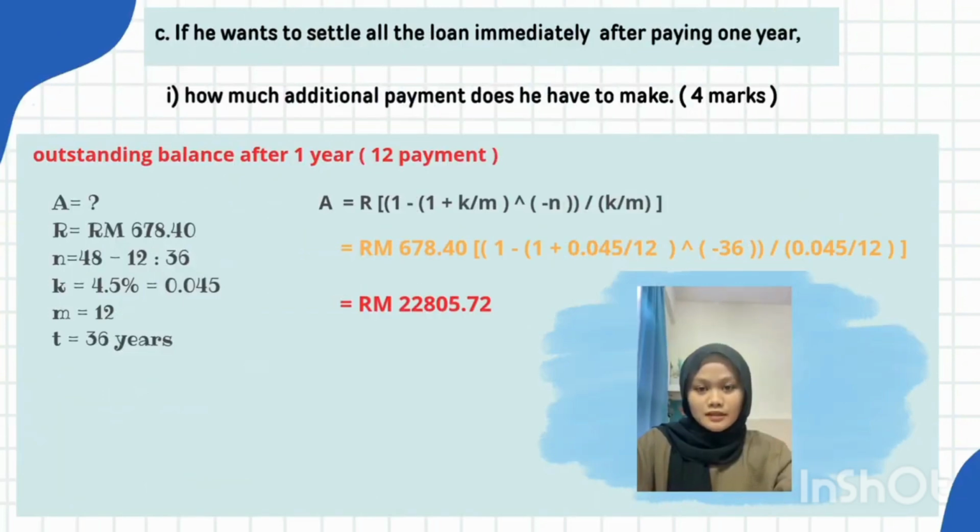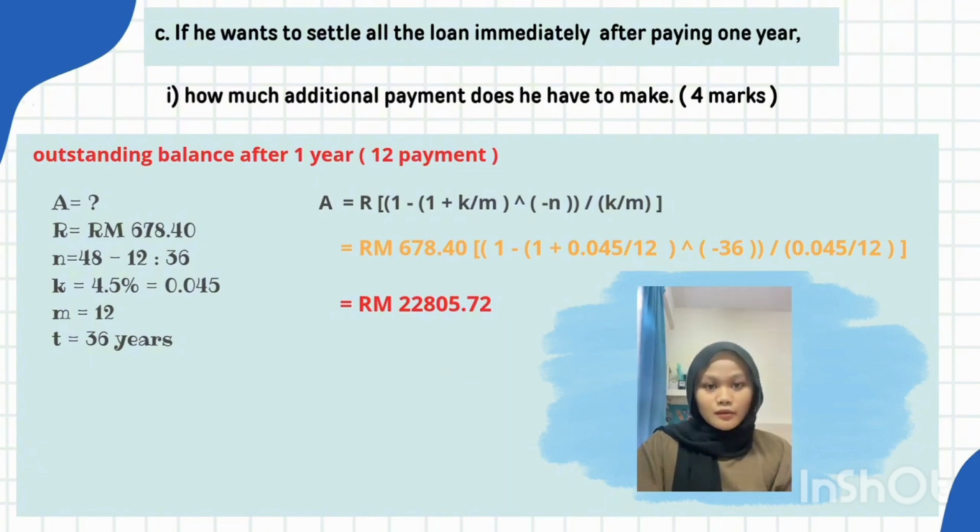Thank you. My name is Aidamina Binti Rahim, and I will explain the solution for question C1 and C2. Let's look at question C1. We need to find the outstanding balance after 1 year. This means we want to know exactly how much money is still owed on the loan after making 12 monthly payments. To do this, we calculate the present value of all the payments we haven't made yet. First, we have to figure out how many payments are left. The total loan was for 48 months. Since we have already paid for 1 year, which is 12 months, we subtract 12 from 48. So that will leave us with n equal to 36 remaining payments.